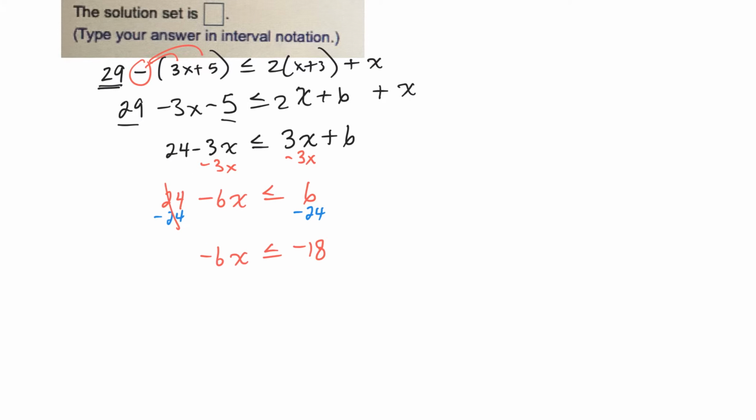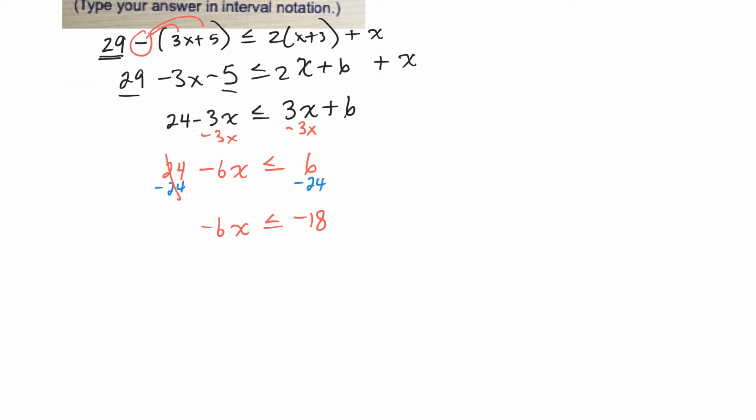Okay, feeling pretty good here. 6 will go into 18 as well. Life is looking good here. So let me just rewrite -6x less than or equal to -18. Now I'll divide both sides by a -6, -6. So these cancel, I'm left with x. On this side, I'm left with +3.